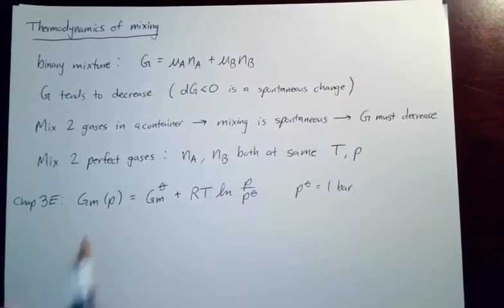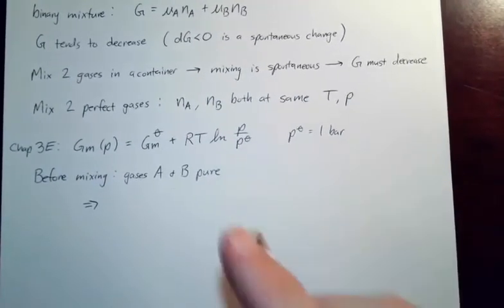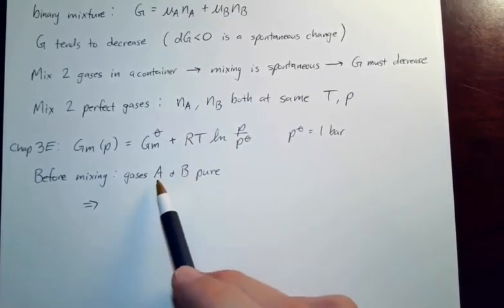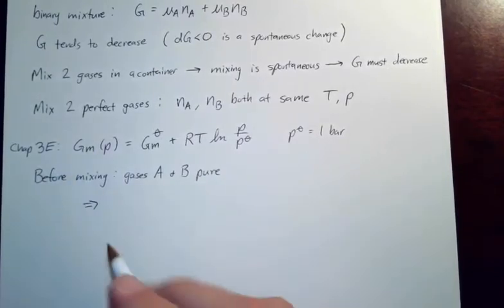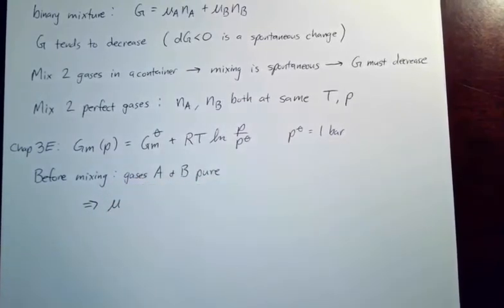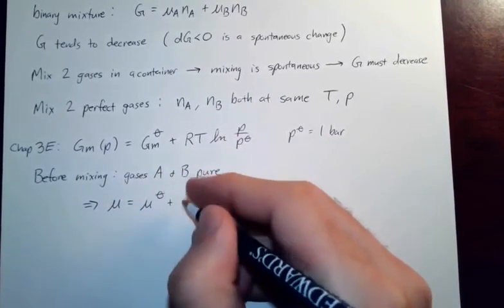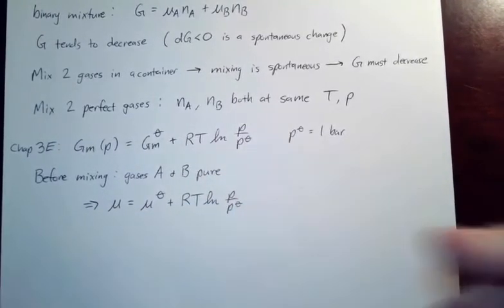So before we mix, that means we have pure gas A and pure gas B. And we've discussed before that the molar Gibbs energy of a pure substance is equal to its chemical potential. So to begin with, each of these substances is going to obey this equation because they're both pure substances before mixing.